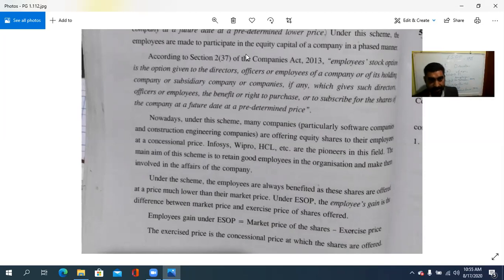So nowadays, under this scheme, many companies are offering equity shares to their employees at a concessional price. Infosys, Wipro, HCL, etc. are the pioneers in this field. The main aim of this scheme is to retain the good employees in the organization and make them involved in the affairs of the company.